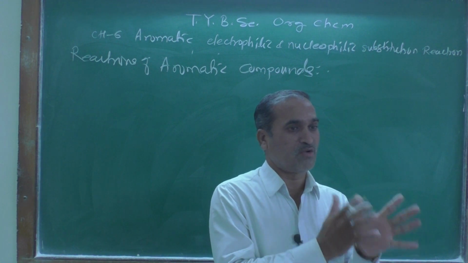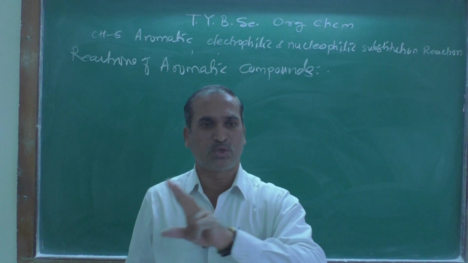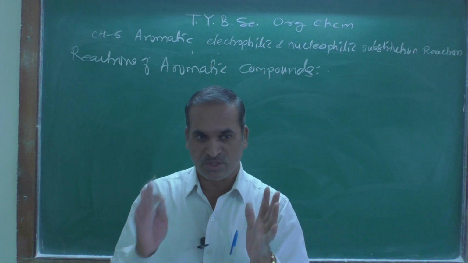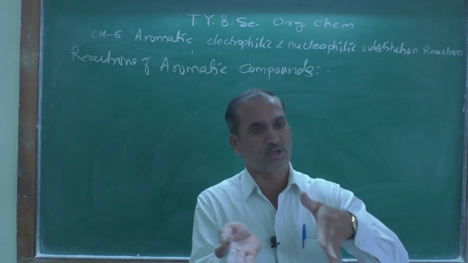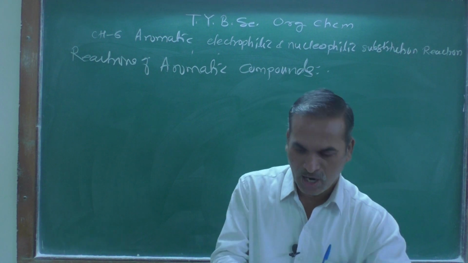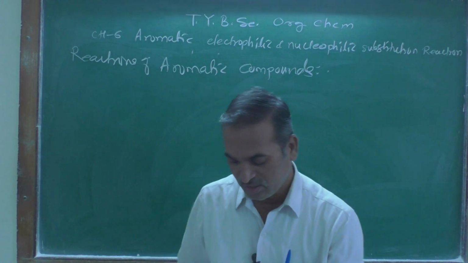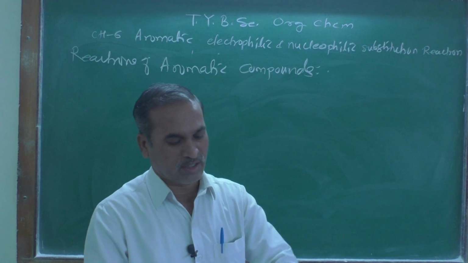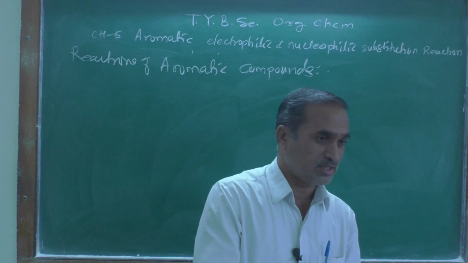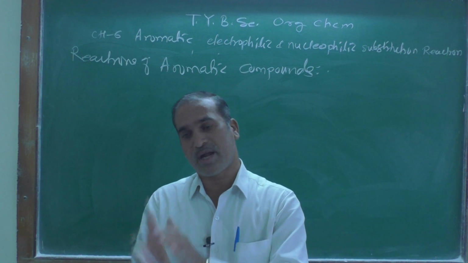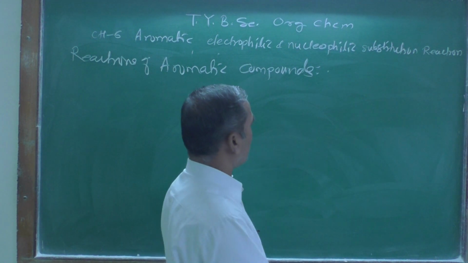One proceeds via ionic, and the second through free radical. Only two mechanisms are possible, meaning there are two routes or two ways: one is an ionic mechanism, and the second is called a free radical mechanism. So here, the reactions of aromatic compounds, and in the previous lecture, chapter number 4, we have seen addition reaction. By addition reaction, carbon-carbon double bonds are present.